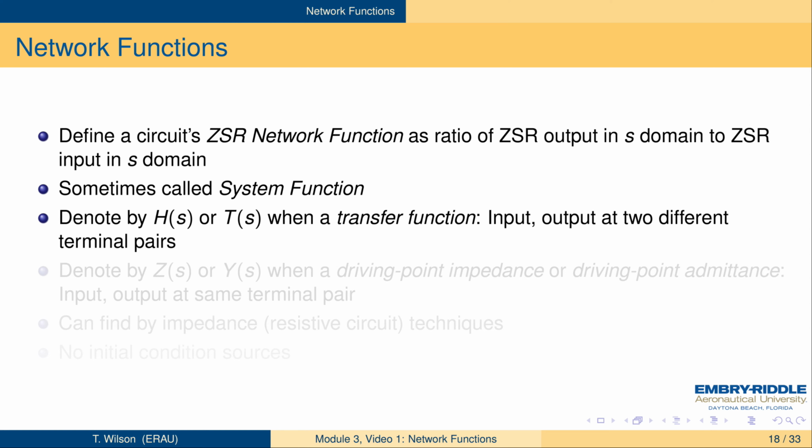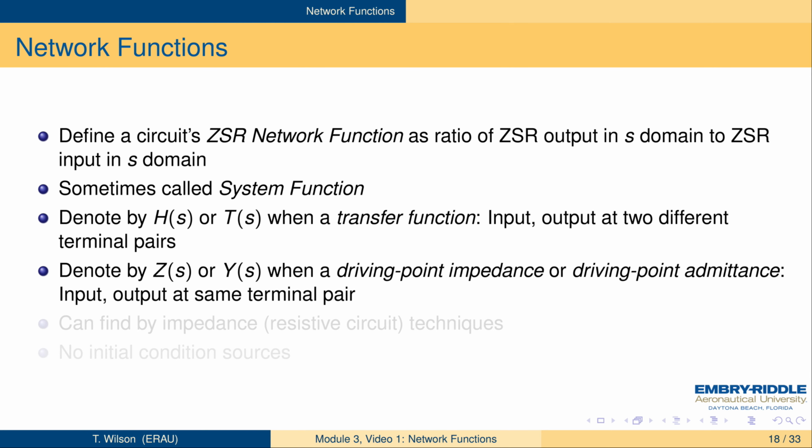We're talking about the ratio of the output at one port or terminal pair to the input at another port or terminal pair. When you're at the same port or terminal pair, then you denote this by Z of S or Y of S, depending on whether it's a driving point impedance, that is voltage over current, or a driving point admittance, which is current over voltage. Again, this is when you have the input and output at the same terminal pair. We'll look at both these cases.